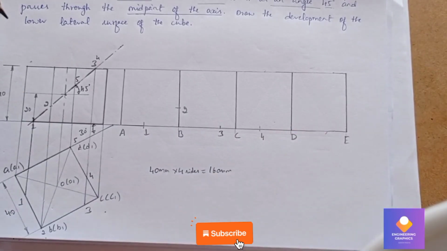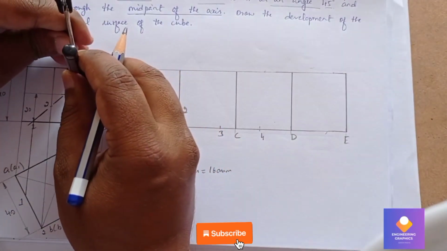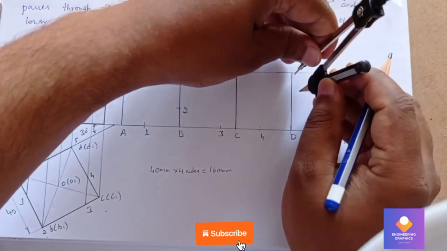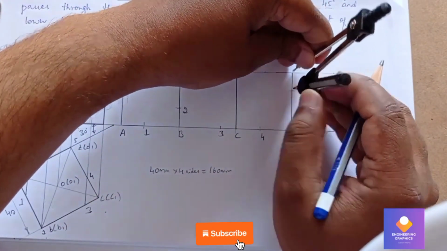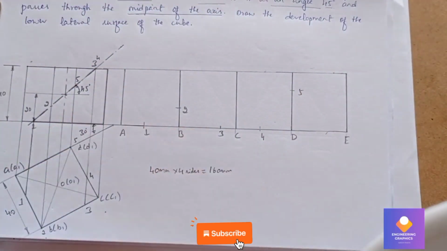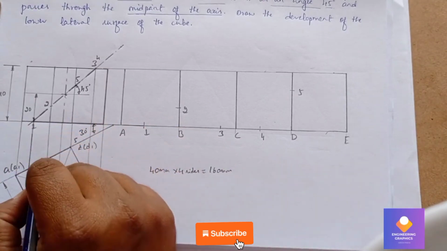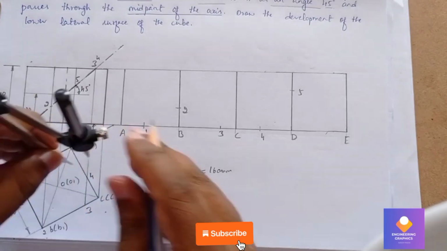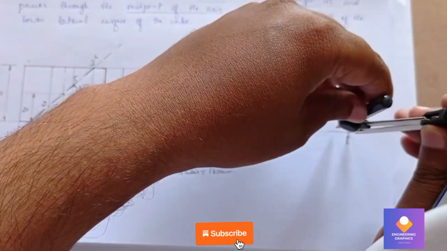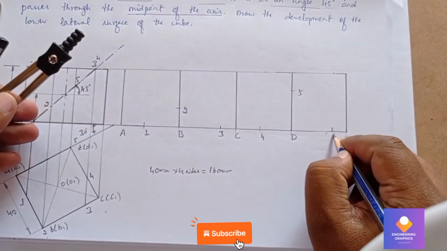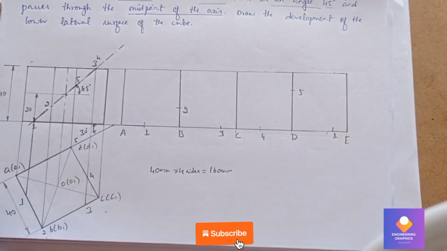Point 5 will be exactly on the D. So I will measure that length from the front view, and cut the arc. That is point 5. Again 1 we need to measure, again from A. Whatever the length is, mention again 1. Now we need to join using the scale with a straight line.